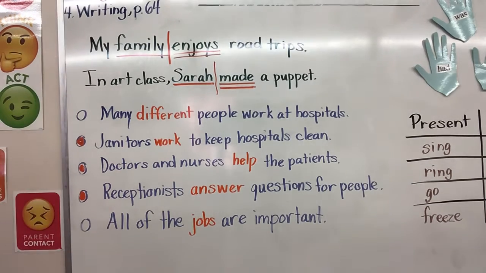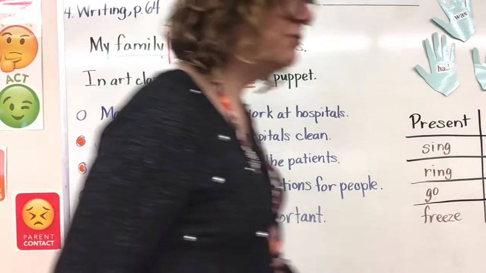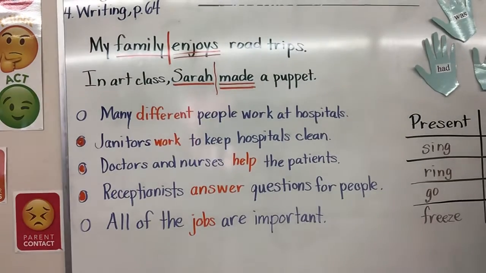All right. All of the jobs are important. Jobs. Is jobs a verb? No, it's not. So you would not bubble that one in. All right, does that make sense? All right, not too hard. So that's what you're going to do also on the test.